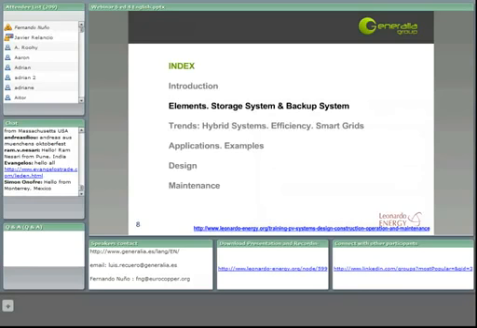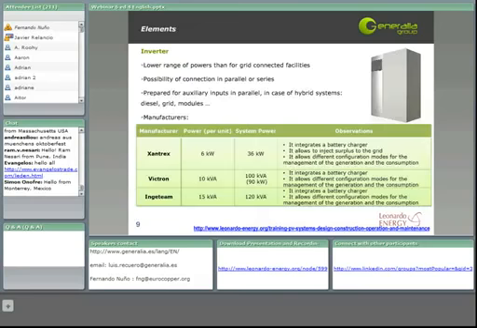So, during the next chapter, we will study the elements in this type of PV facilities, standalone facilities, focusing, as we said, on the storage system and the backup system. So, the first element that we will study is going to be the inverter. About the inverter, we have to take into account the following considerations.